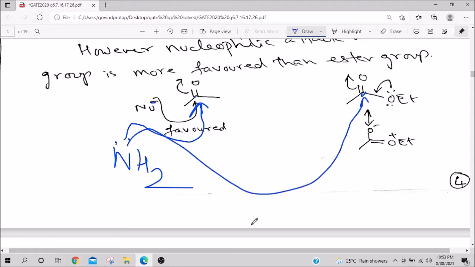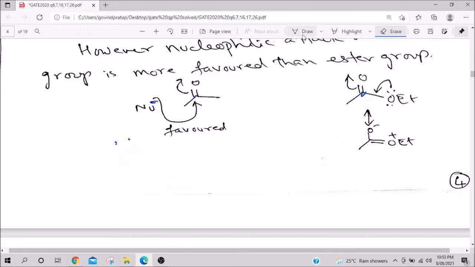Why? See, finally, it is a nucleophile and a nucleophile has to attack positive charge. On this carbon, if you see, oxygen is there, which is pulling the pi electrons very close towards itself. So, a lot of positive polarity and therefore, attack is much favored.